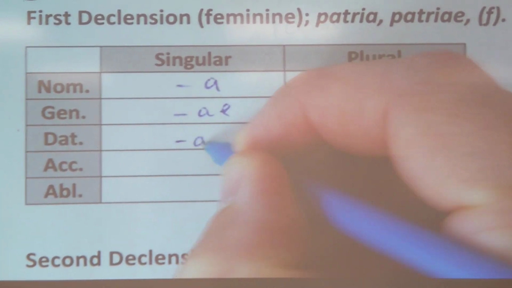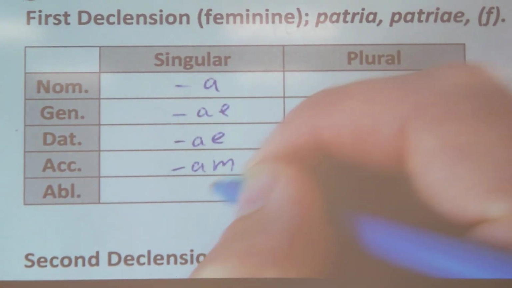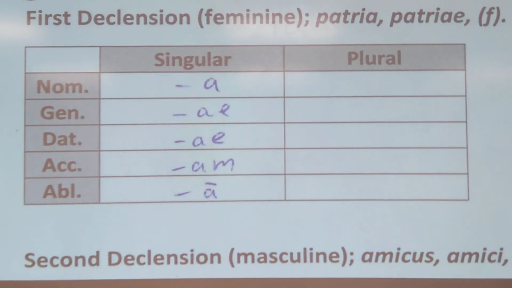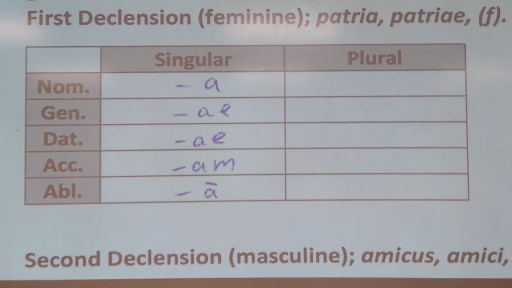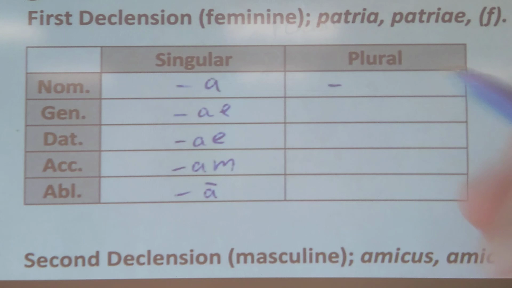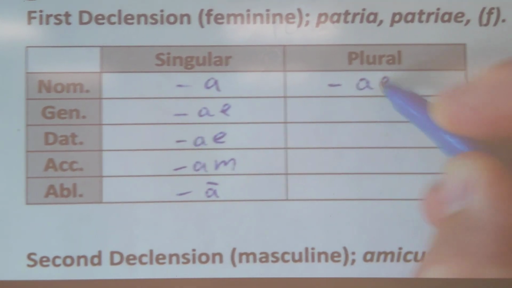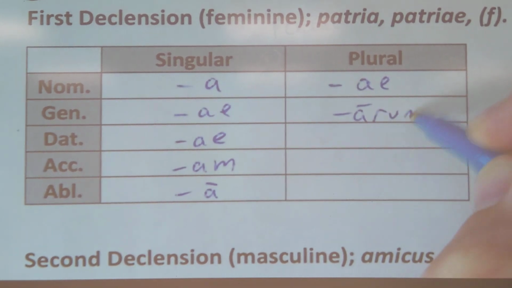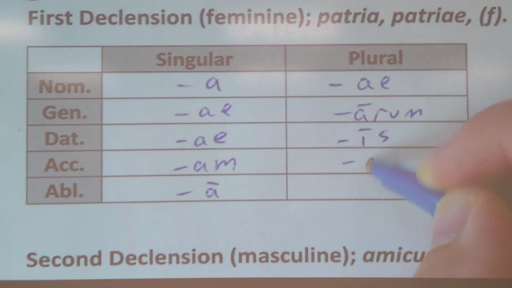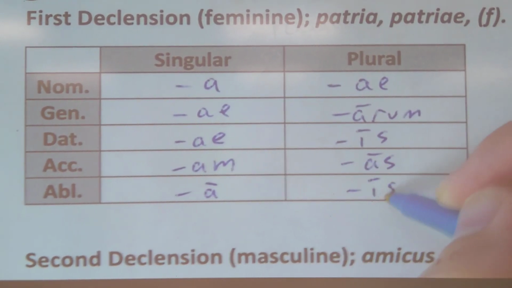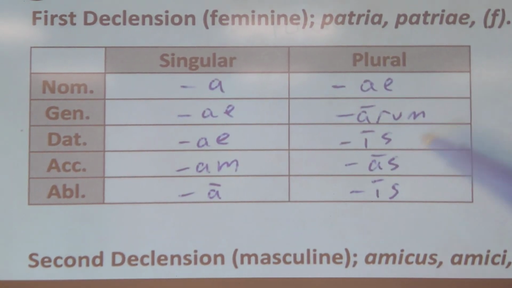In the plural, so when you have more than one, it goes ae, arum, is, as, is.